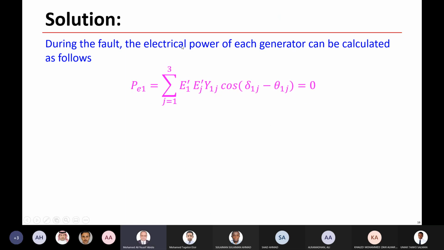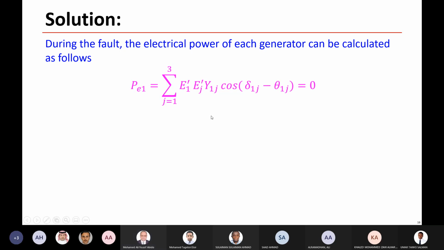So during the fault, the electric power of each generator can be calculated as follows. It will be E1 and also E2. E3 is not needed. So Pe1 equals the summation from j equal to 1 up to 3 of E1 Ej Y1j cosine of (theta 1j minus delta 1 minus delta j), and this is equal to 0.